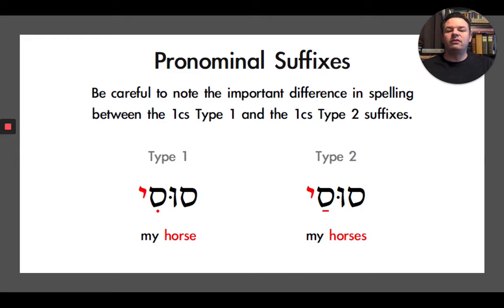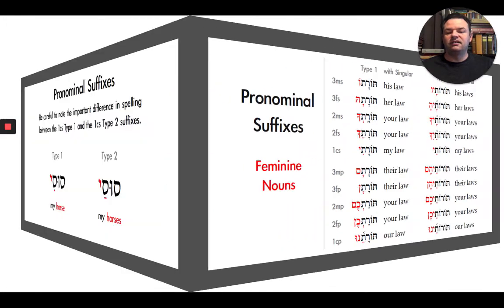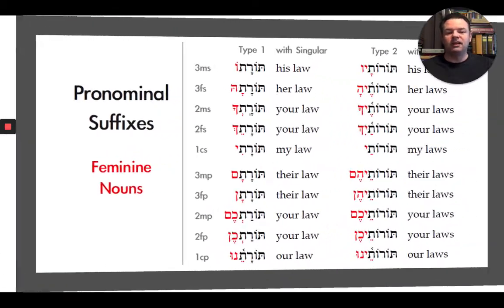Be careful to note the important difference in spelling between the 1CS type 1 and type 2, where you've got the Hireq Yod vowel letter, and then you've got the Patach Yod there. So Susi versus Susai, right? So not, again, the type 2 showing my horses versus my horse. But if you just remember E, Hireq Yod means my, it'll be pretty easy to recognize.